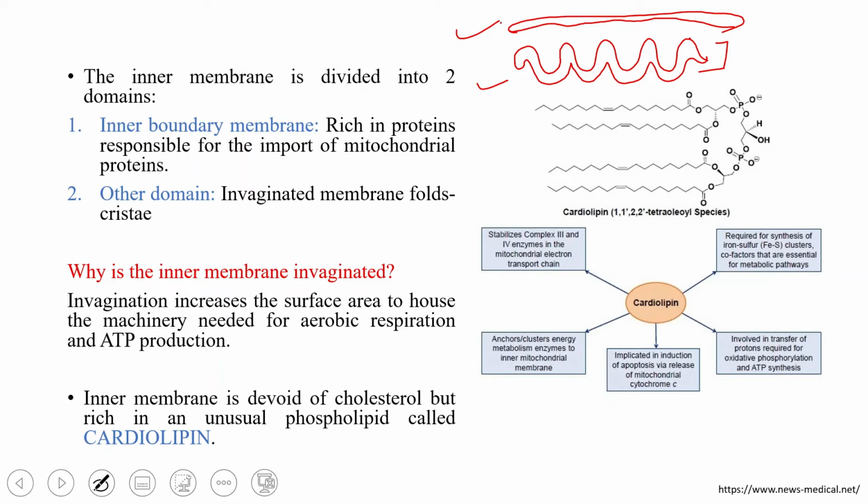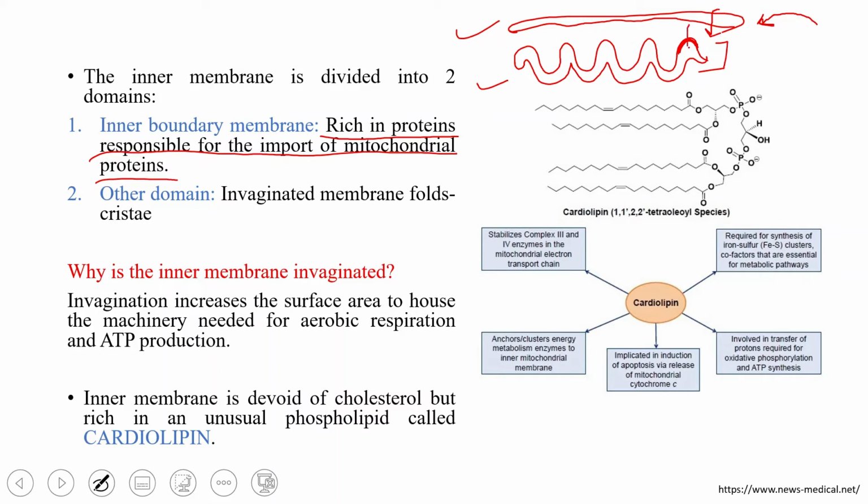Now, the side of the inner membrane towards the outer membrane is called the inner boundary membrane. This side is rich in proteins responsible for the import of mitochondrial proteins. So, somewhere in the cell, from the Golgi bodies, the proteins are secreted and they travel to the outer mitochondrial membrane. They then translocate through the outer mitochondrial membrane near the inner membrane.